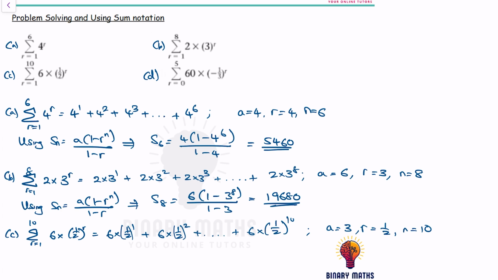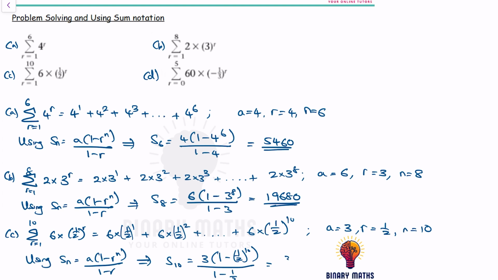So using Sn is equal to a times 1 minus r to the power of n over 1 minus r, I get S of 10 is equal to a, which is 3, times 1 minus a half to the power of 10 over 1 minus a half. I put that into my calculator, I get 3069 over 512.